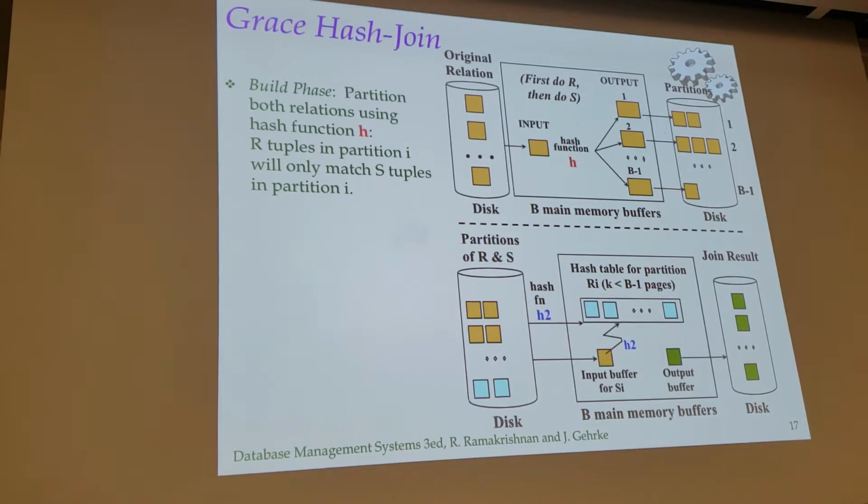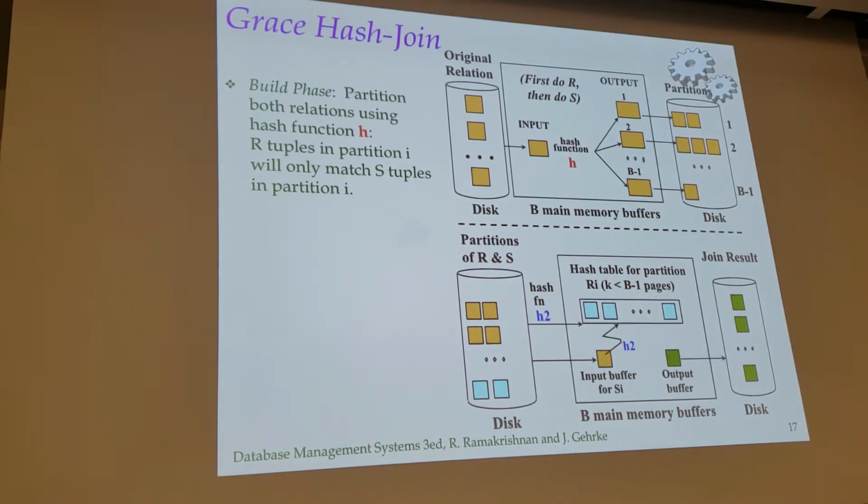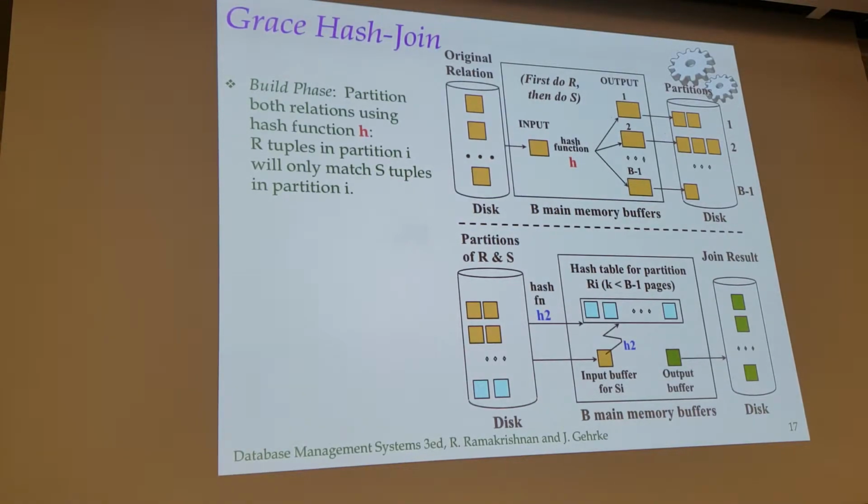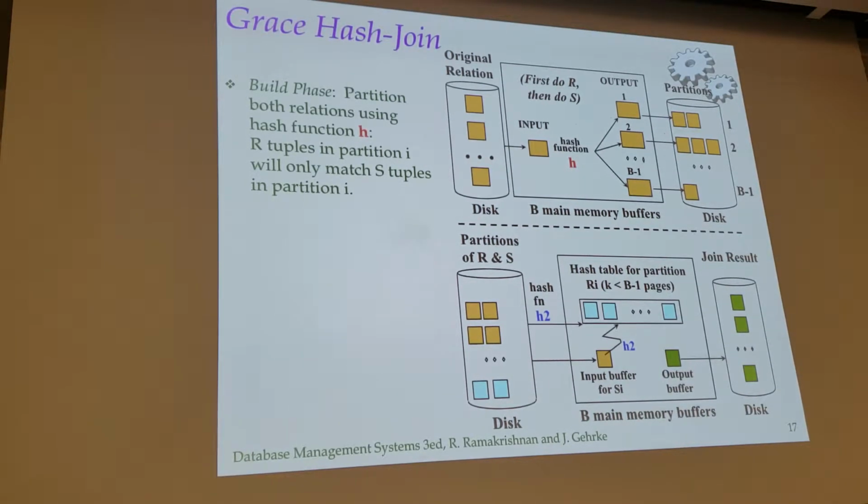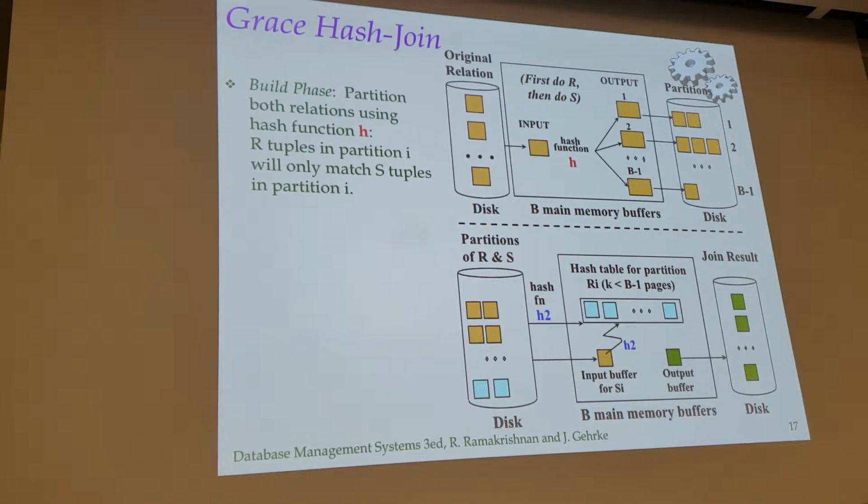Can there be any matches between R sub 17 and S sub 3? Can the join columns be equal between R17 and S3? I don't think so, because a hash function is deterministic. H of 79, whether I'm picking it up from R sub I or S sub J, is going to be a given value.